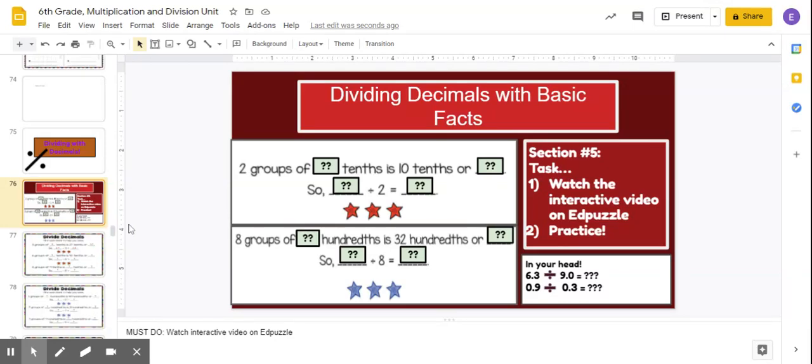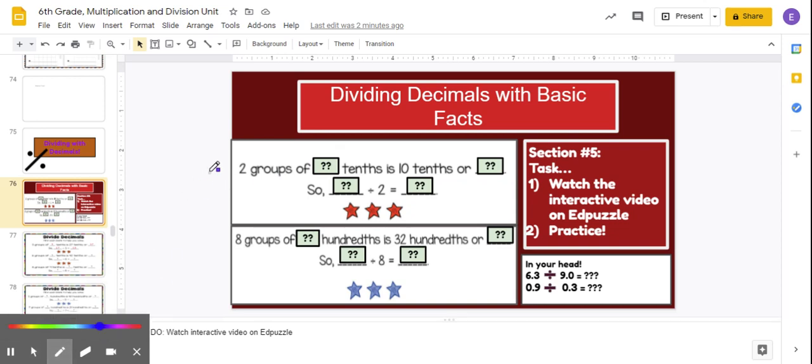Hey guys, so we're going to take what we know, which is our basic multiplication facts. And what we know too is that multiplication and division are the inverse operations of each other, meaning they're each other's opposite. So you can divide to undo multiplication and you can multiply to undo division. So what we're going to see here is that we have these different mysteries in this first example.